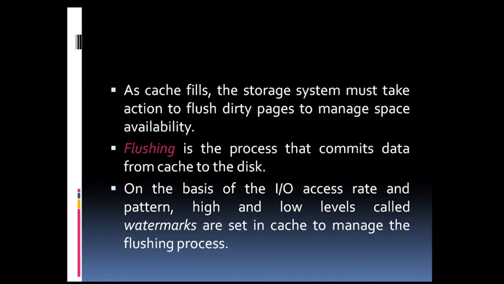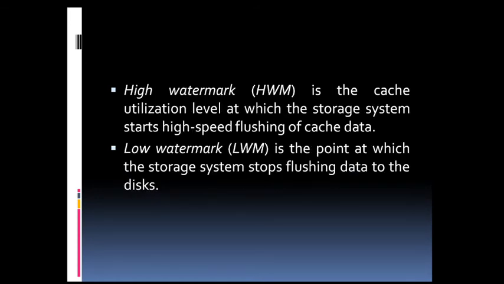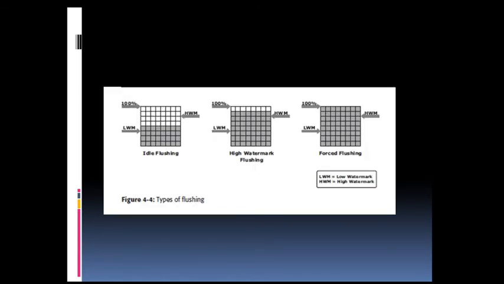High watermark, that is HWM, is the cache utilization level at which the storage system starts high speed flushing of the cache data. The next one is low watermark, that is LWM, the point at which the storage system stops flushing the data into the disk. The cache utilization level, as shown in the figure, drives the mode of flushing that is to be used.